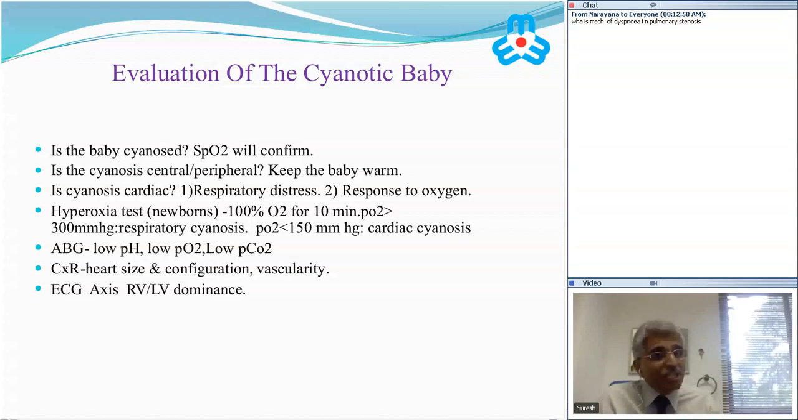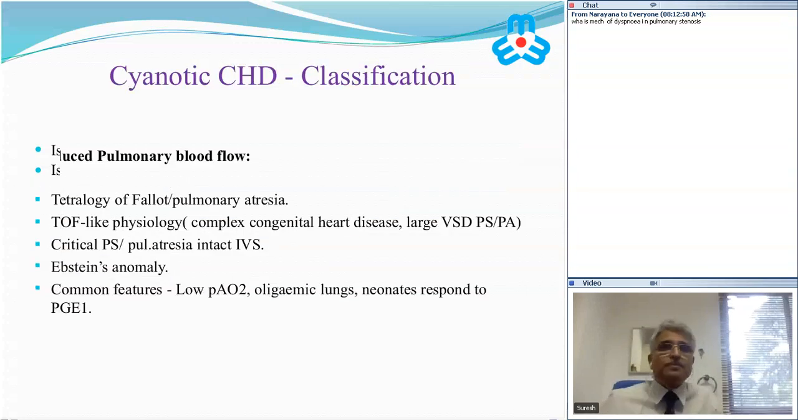The ECG could be useful in the pathology pulmonary atresia. You expect a right ventricular hypertrophy and an RV dominance. In a tricuspid atresia, you expect a left ventricular hypertrophy and an LV dominance. And in cyanotic congenital heart disease, you must have some idea of how to approach it.